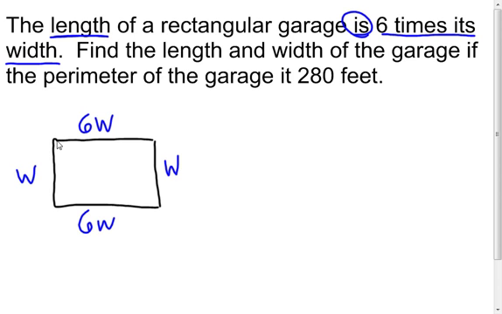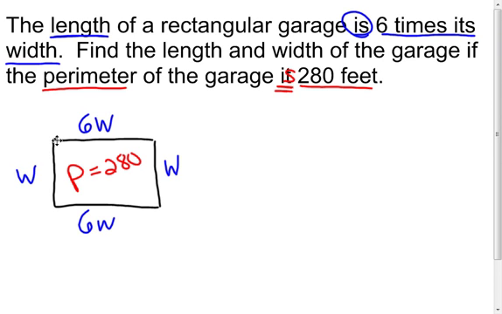Now the next part says find the length and width of the garage if, now it tells me that the perimeter of the garage, this is supposed to be "is," a little typo here, is, meaning equals, 280 feet. So for my picture, it tells me that perimeter equals 280 feet. I'll leave my label off for now, but in the end I'll put it back on.